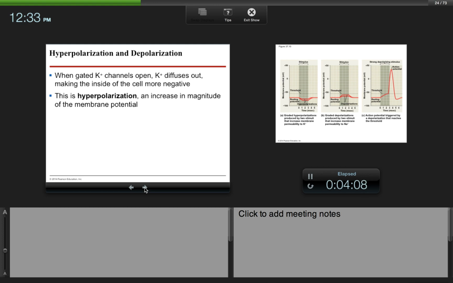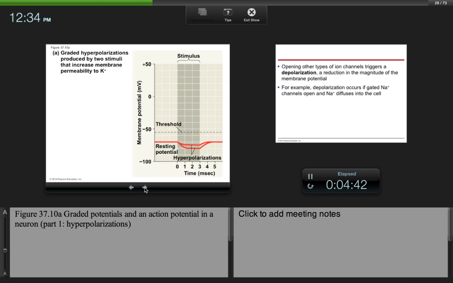When gated potassium channels open, potassium diffuses out, making the inside of the cell more negative. This is hyperpolarization, which is an increase in magnitude of the membrane potential. Remember that your resting potential of your membrane is about between -60 to -80 millivolts. So if more potassium continues to leave the cell, then that resting potential becomes even more negative. Hyperpolarizations are when the resting potential gets further away from what we call a threshold.